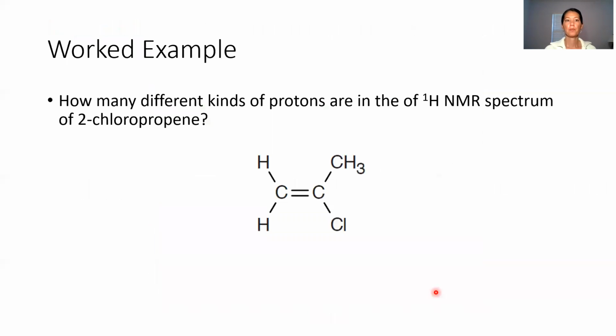Okay, so let's just practice first, basically identifying different types of protons in a molecule. So take a look here. We have 2-chloropropene. Think about how many different types of H's you see. So you have this to consider. How many different ones do you see?